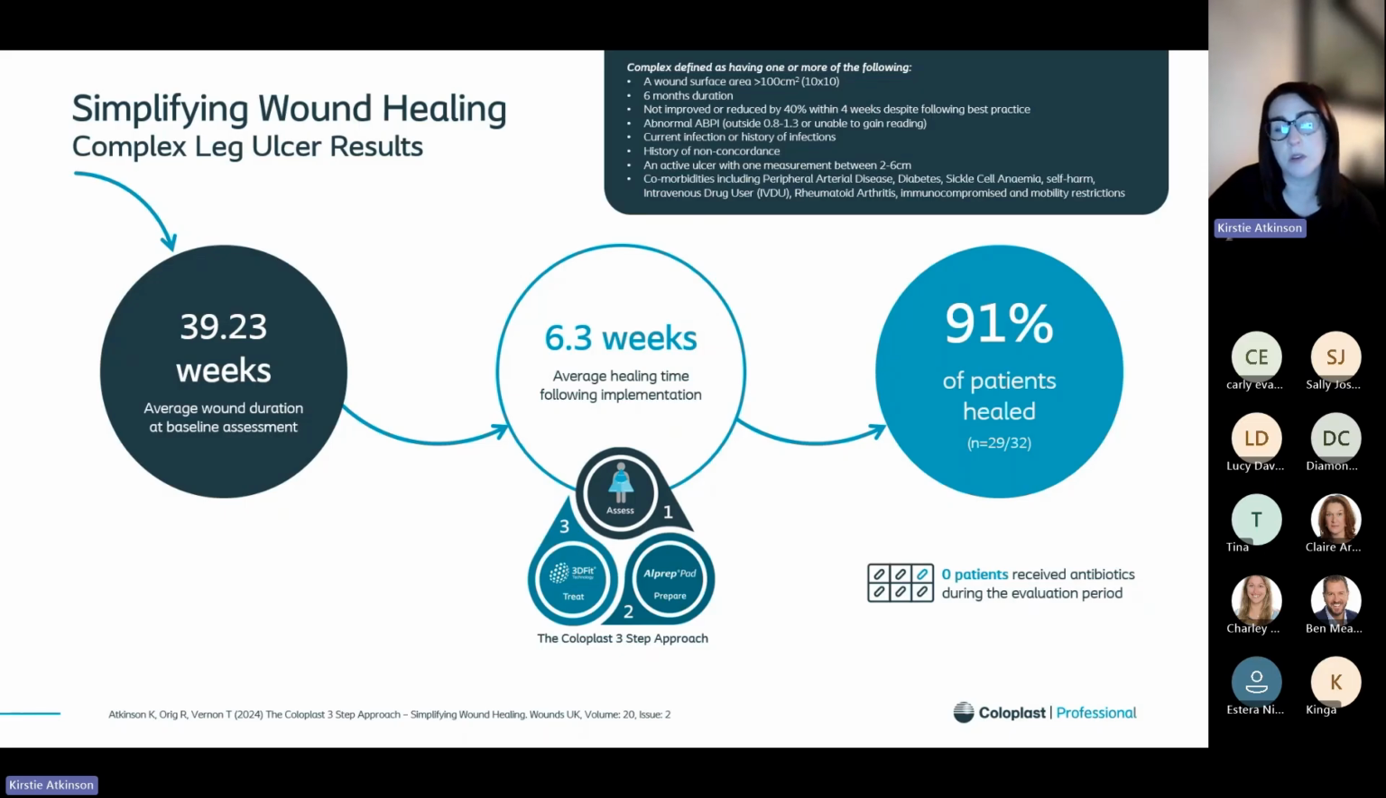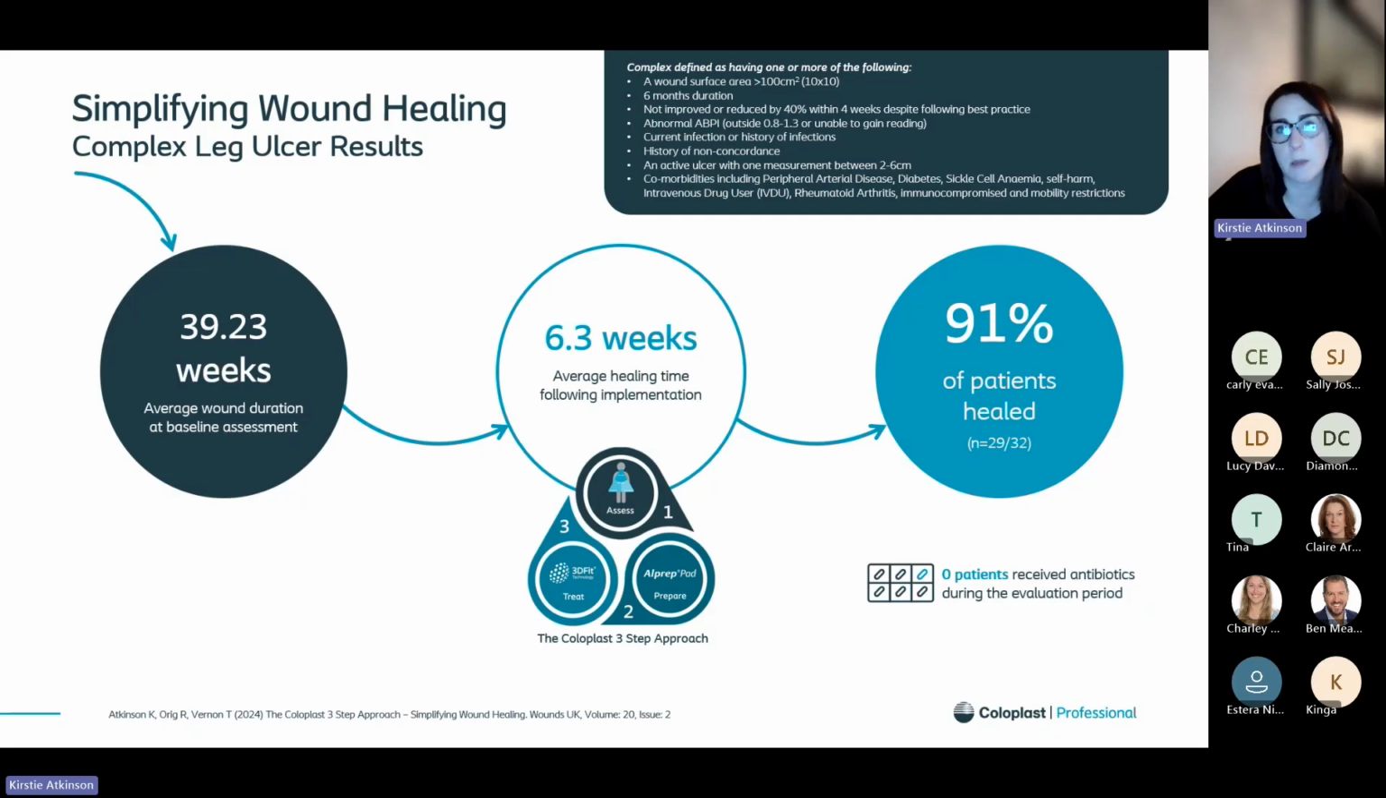And what we found was that in all the documents and publications that we looked at, what was common was that if it was defined as a complex leg ulcer, they had a wound surface area of over 100 centimetres squared, which sounds huge, and it is big if you think about it on a leg, but that's 10 by 10. They had their wound for roughly 6 months in duration. It had not improved or reduced by 40% within 4 weeks following best practice, so that would be your 40 millimetres of mercury compression.